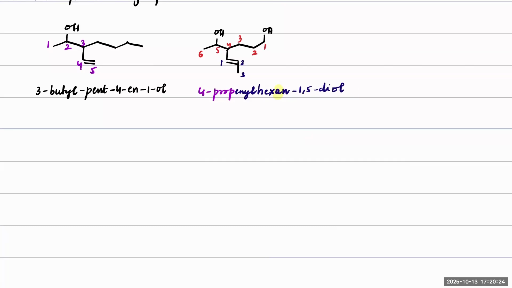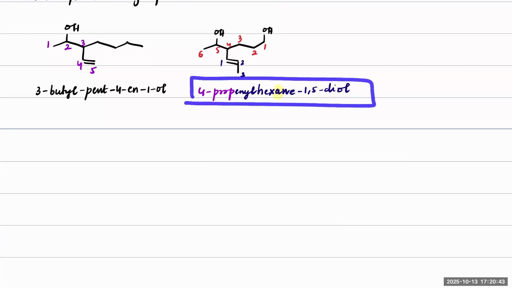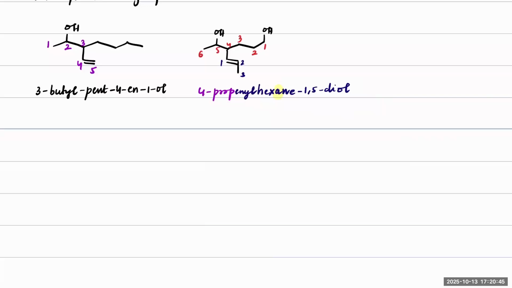Hexane-1,5-diol. You cannot miss out on that E. Why? You know the reason. The next letter is D, and D is not a vowel sounding letter. So therefore, this E should be present. So this is 4-propenyl hexane-1,5-diol. Got it? So I suppose this is how to put it in the alcohol form, it is clear.